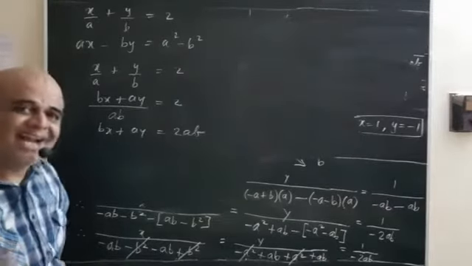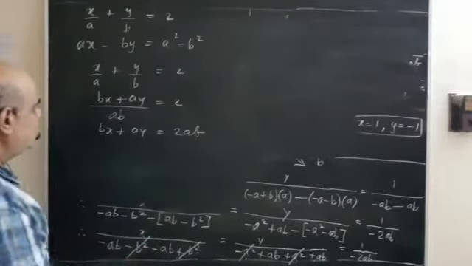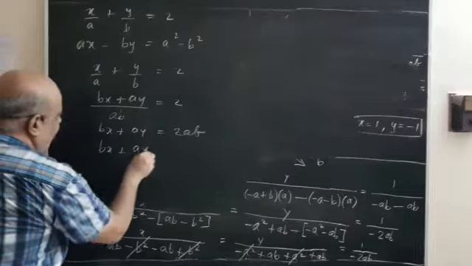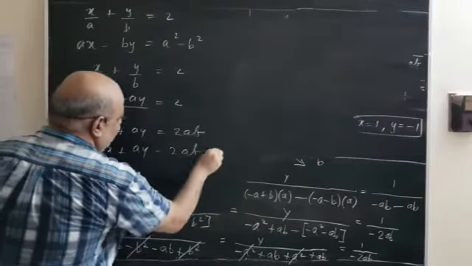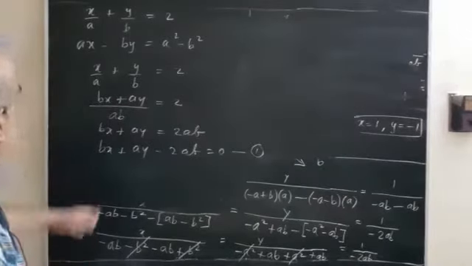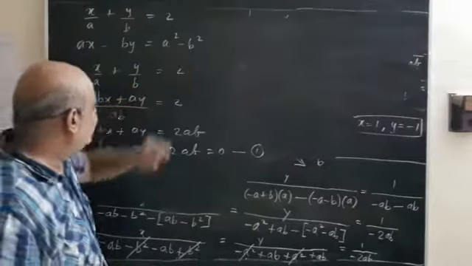But it is still not in standard form. And we know that for cross multiplication, it has to be in the standard form. So I bring the 2ab here. So bx plus ay minus 2ab is equal to 0. So this will be your first equation. And the second equation, no fractions, so you are safe, but it's not in standard form.